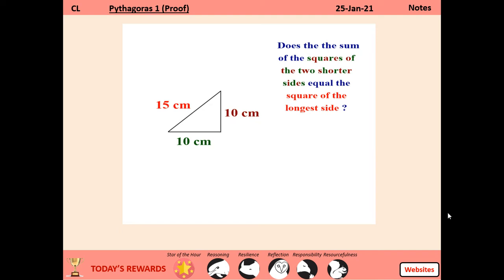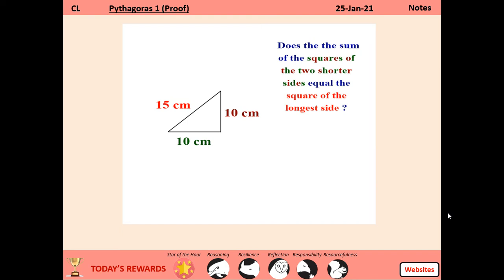Example number 2. Now, I'd like you to pause the video and have a go using the same steps as before. Can you prove whether this triangle here is a right angle triangle? So use the rule of Pythagoras. Have a go. Pause the video and press play when you're ready to carry on.